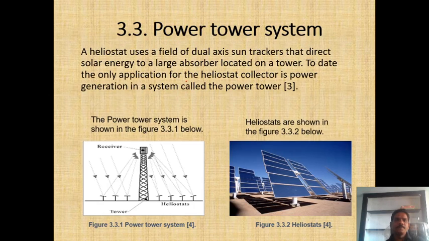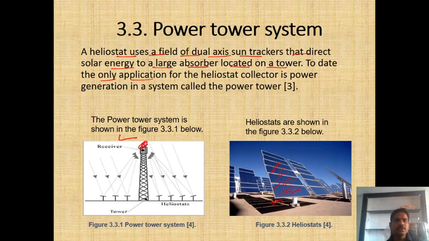So you see here, a heliostat uses a field of dual axis sun trackers. अब जो नीचे जो ये हेलियोस्टैट लगे ये ड्यूअल एक्सिस है, मतलब ईस्ट वेस्ट में भी रोटेट होंगे और नॉर्थ साउथ में भी रोटेट होंगे. These are the heliostats. If you observe here the rectangular shape, these are the heliostats. और यहाँ पे ये ड्यूअल एक्सिस सन ट्रैकर है, मतलब सन को ये चारों साइड से ट्रैक करेगा. Okay, that directs the solar energy to a large absorber located on a tower. This is our absorber system and receiver which is placed at the tower.